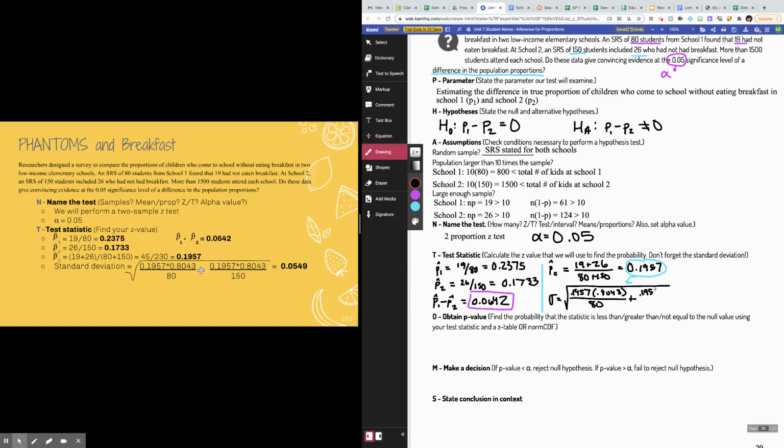Then I'm going to do the same thing. So 0.1957, 0.8043 divided by, but this is school 2, and the sample size for school 2 is 150. I'm just going to plug all of that into my calculator, and when I do, I get that the standard deviation is 0.0549. So this is another thing that I need to calculate my test statistic. I know I didn't leave you all a ton of room here. Apologies there. Didn't leave myself much room either.